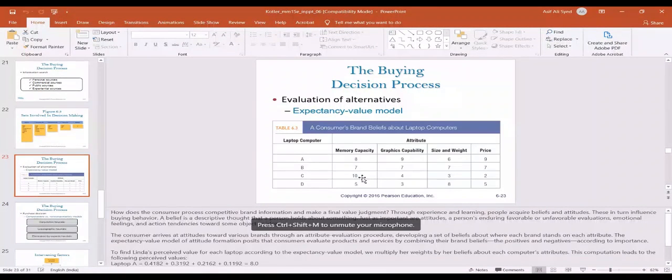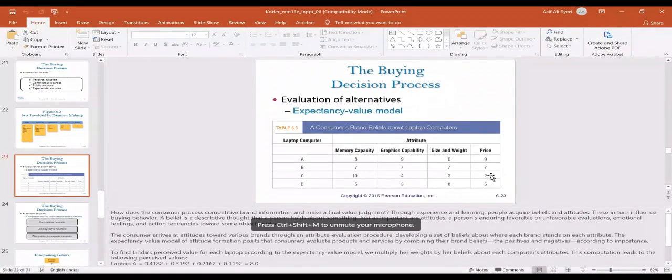So you see, according to you, this is the best in terms of memory capacity. Okay, brand C is best in terms of memory capacity. Then if you're looking at graphics capability, it is not there. Size and weight, it is not there. But price is also the best because it is the cheapest according to you. So effectively, two factors have the highest rating over here.